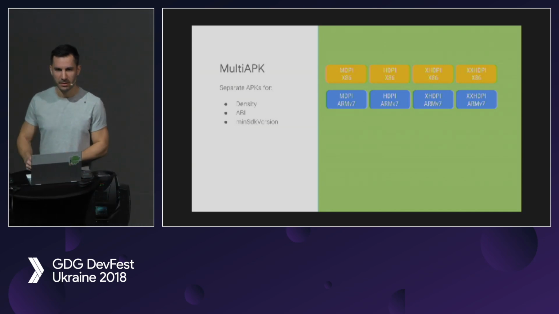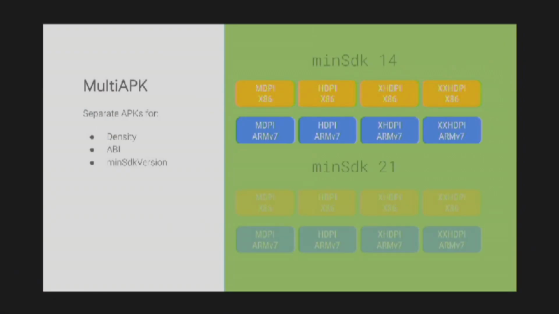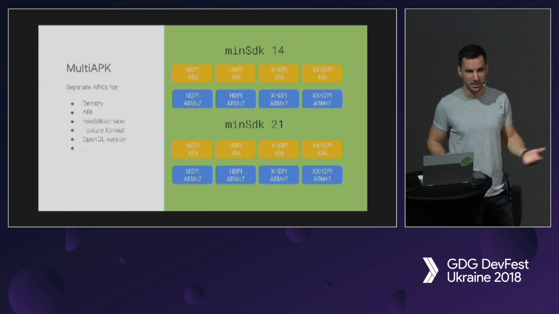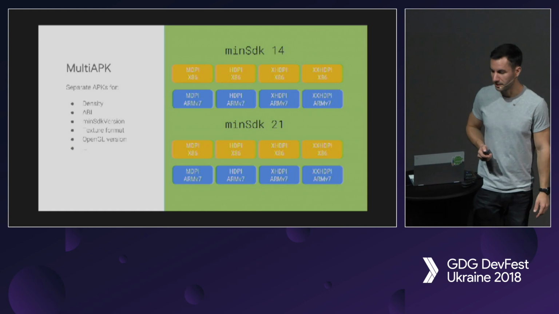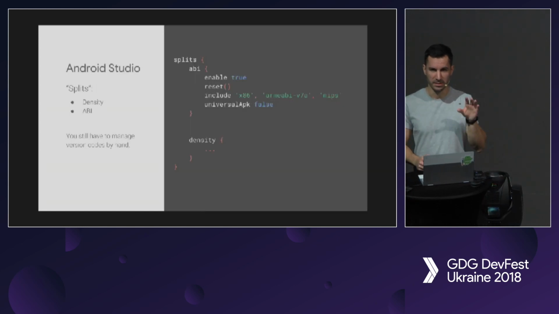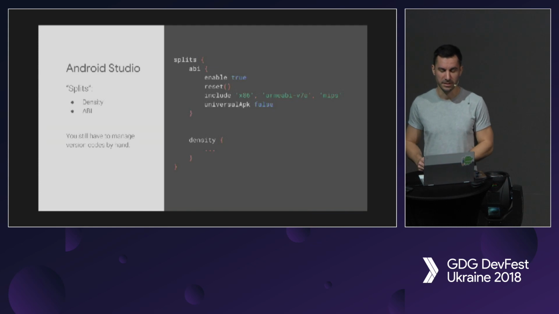And then you decide, oh, let me do a major API bump, but I still want to keep the old version of the app for the previous users and now serve the new one to the new users. And suddenly it explodes. You have 30, 60 APKs to upload to the Play Store. And then there are different configurations that you can split on if, for example, you're making a game and you need to split on texture format. But let's not get into that. Let's focus on the main characteristics, such as density and ABI.